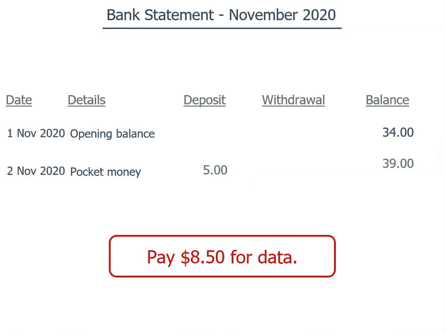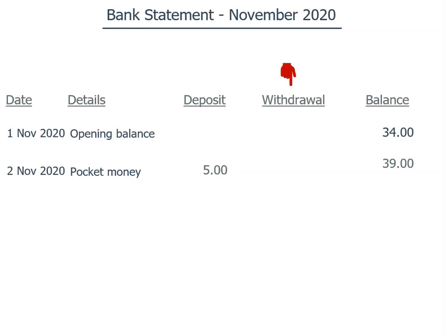Now you pay $8.50 for data for your mobile phone, and it comes out of your bank account, so it's a withdrawal. That means we need to put that down and actually subtract it. So it's in the withdrawal column, and we take the balance, which is $39, and we subtract $8.50. So if we subtract $8, we would have $31 left, but we have to subtract another 50 cents. So that means there's a balance of $30.50.